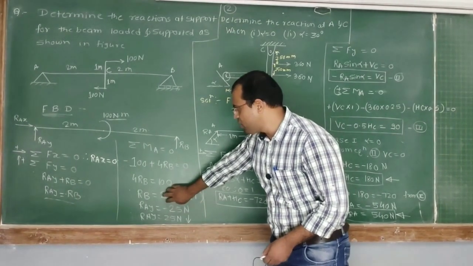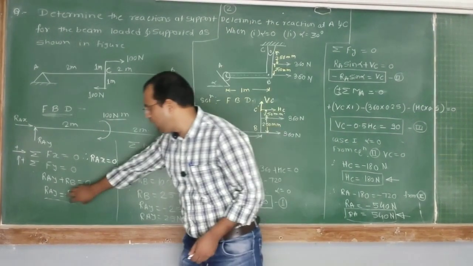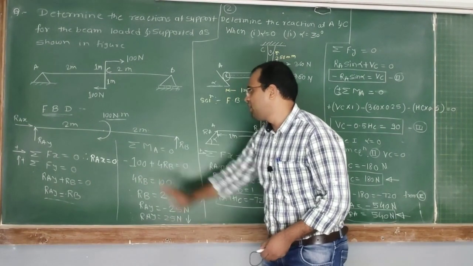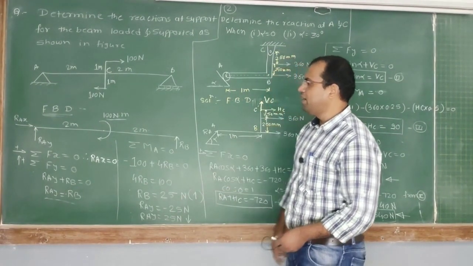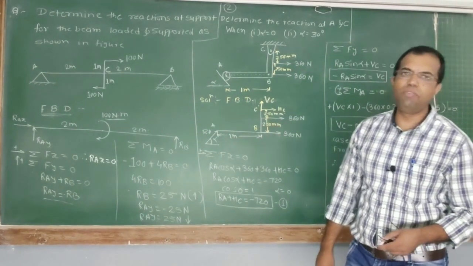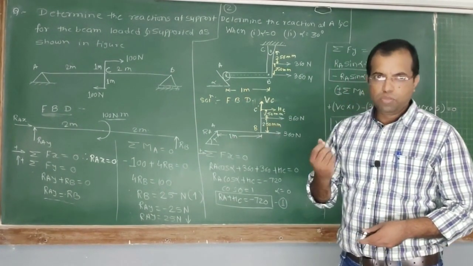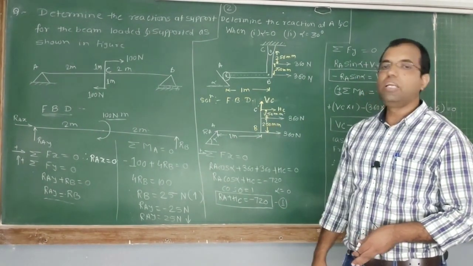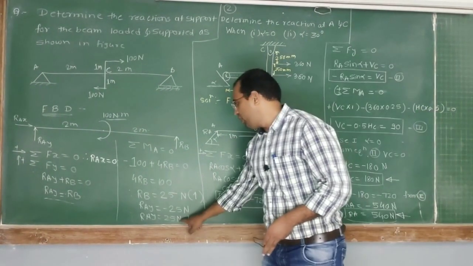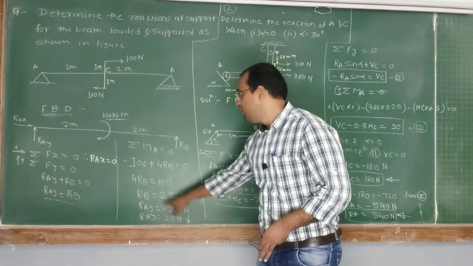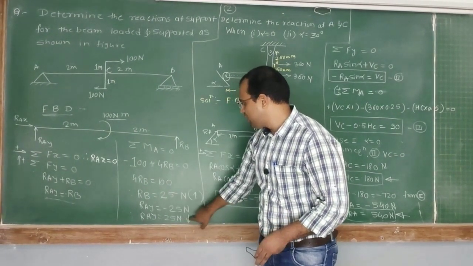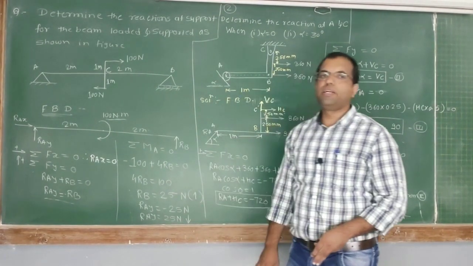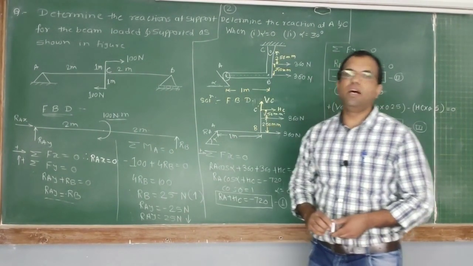So once RB is known to us, substitute this RB in this equation, you will get the RAY. So RAY indicates the minus 25. So minus indicates that whatever sign we have initially considered, that is wrong. So we have to reshuffle the sign. So here I have written that initially RAY is upward, therefore readjust the sign. So RAY is equal to 25 Newton, it is in downward direction. So sign indicates the direction.